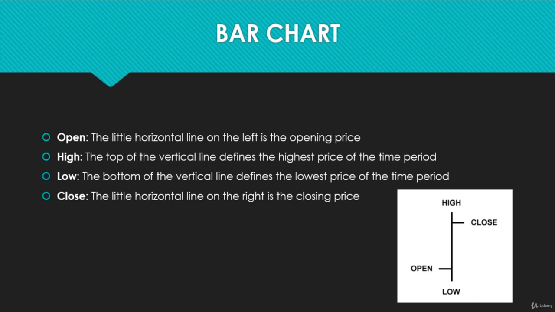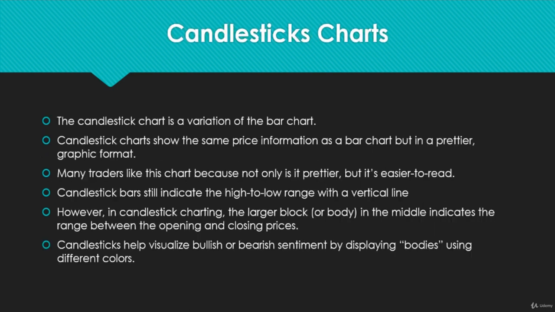The low is the bottom of the vertical line, the lowest price of the time period. The close is the little horizontal line on the right, the closing price. I hope everything is clear here. Let's dive into the other part.